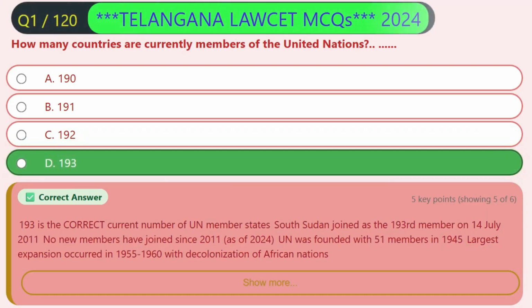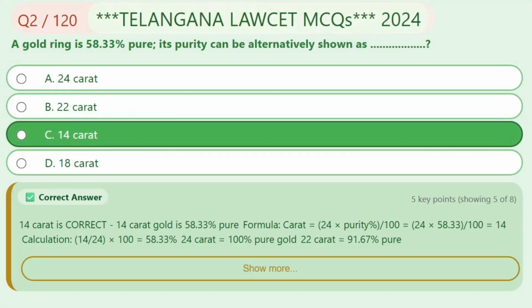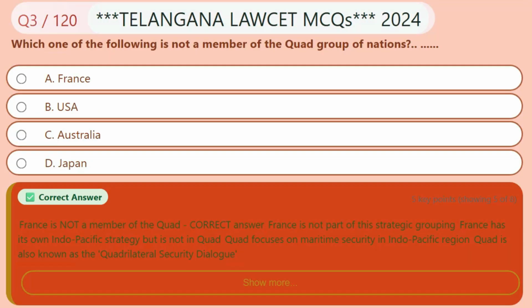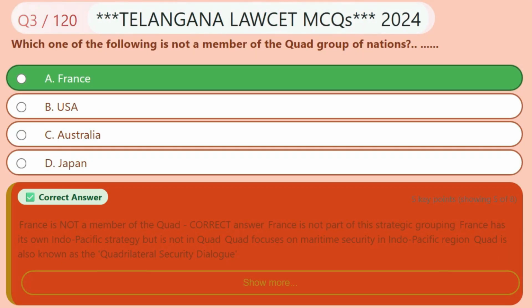How many countries are currently members of the United Nations? 193. A gold ring is 58.33% pure, its purity can be alternatively shown as 14 karat. Which one of the following is not a member of the Quad group of nations? France.